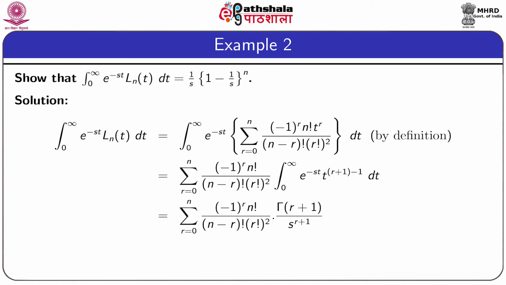In this example, we have to show that integration 0 to infinity e to the power minus st ln t dt is equal to 1 by s into 1 minus 1 by s whole to the power n.